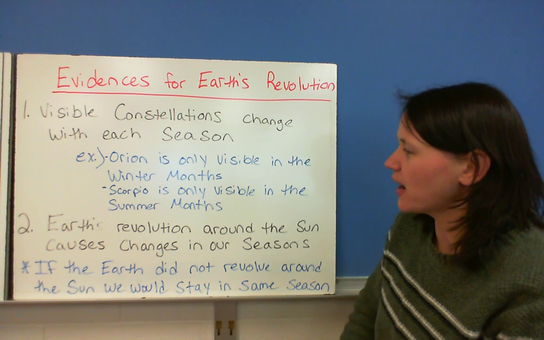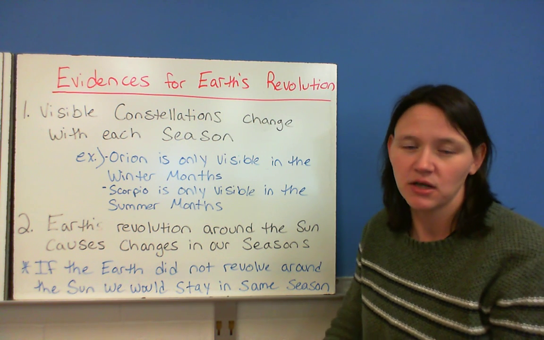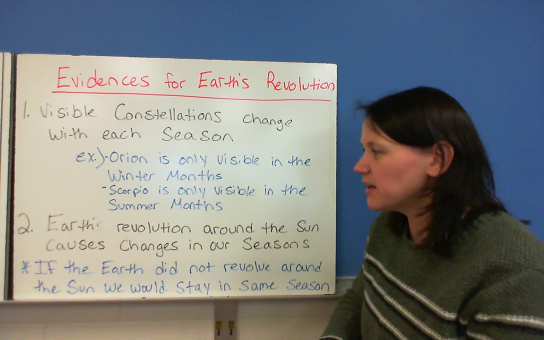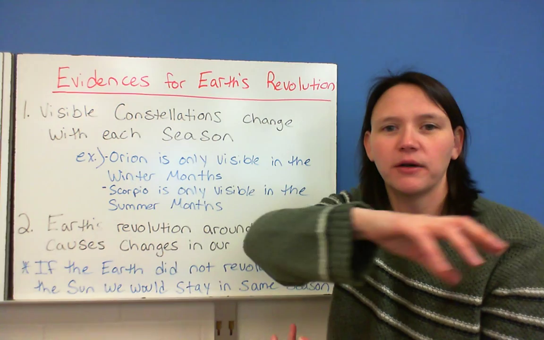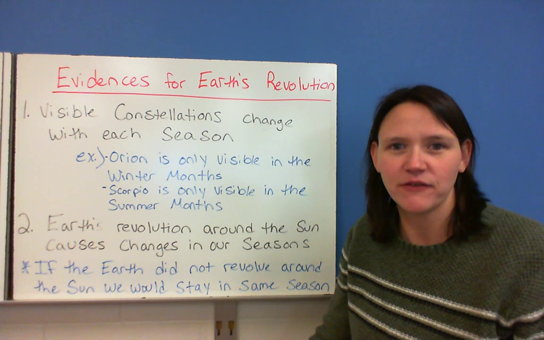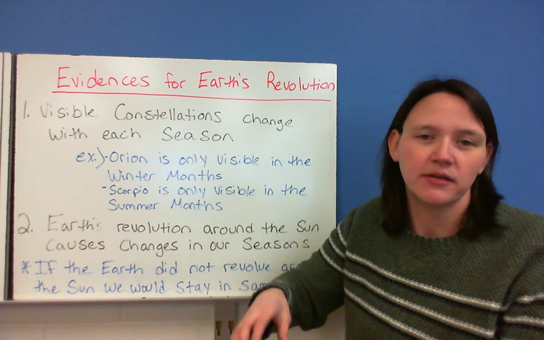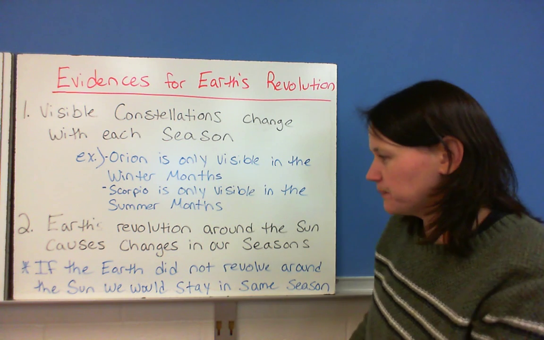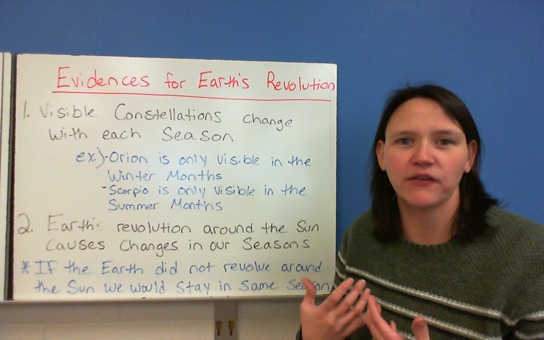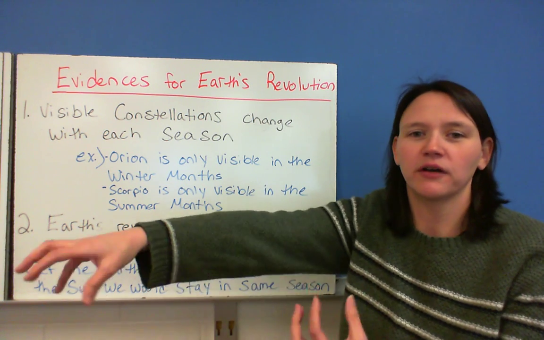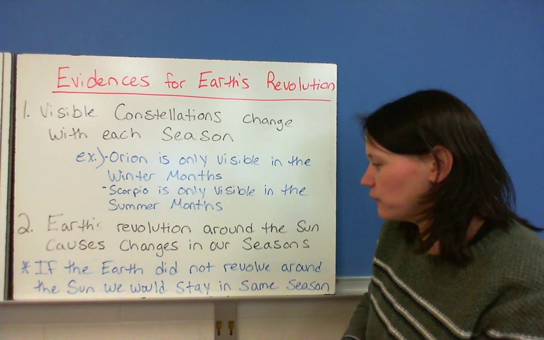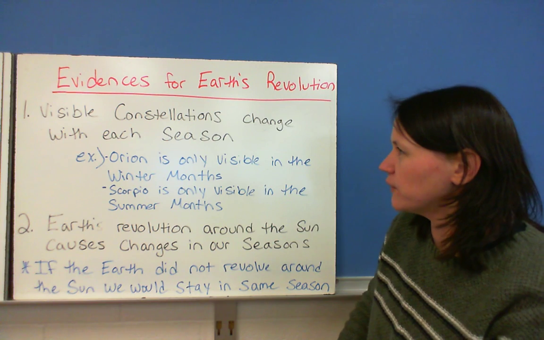And then the opposite of that is Scorpio. Scorpio is a summer constellation. You can only see it in the summertime, and then in the wintertime, if you look for it, it won't be there. And it's because of our position around the sun. We're seeing different parts of the sky, and it's making those other constellations not visible. If we didn't move around the sun, then we'd see the same constellations all year. Earth's revolution around the sun also causes changes in our seasons. So we have the different seasons because of Earth revolving around the sun. If we stayed in one spot, we'd be stuck in the same season all year. Okay, so that's another evidence that the Earth is revolving.